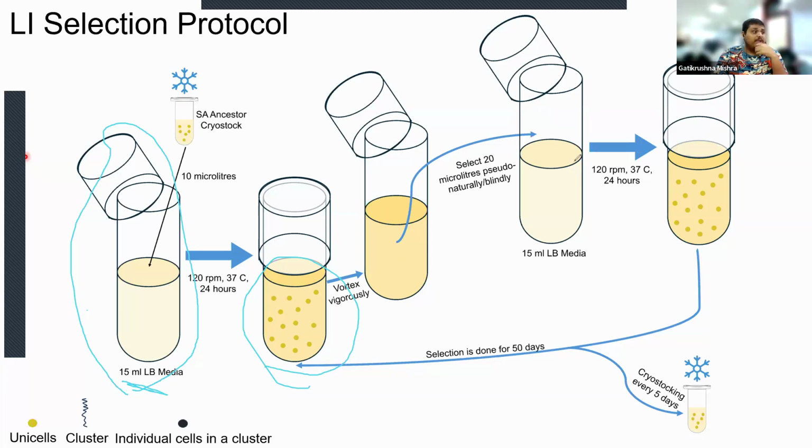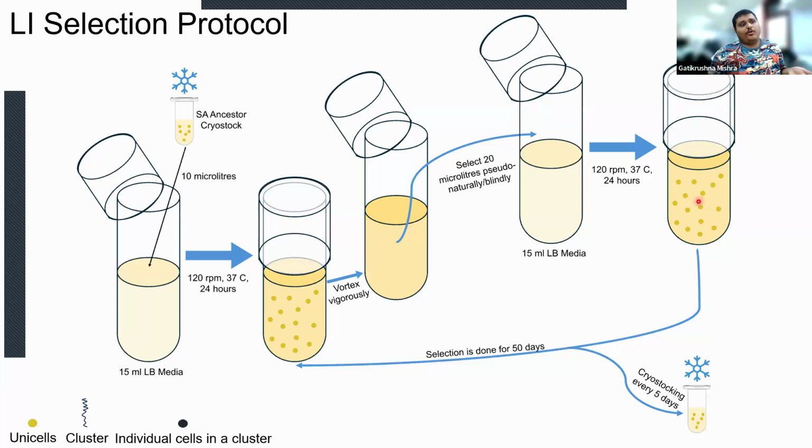And then we select 20 microliters into again low salinity media, because we have to maintain the low habitual salinity. We allow them to grow for 24 hours again and repeat this process for 50 days in this experimental evolution. So what do you think should happen at the end of 50 days in such a regime? When you keep on selecting for unicellular bacteria in a medium where there is no high salinity induction, multicellular structures cannot be formed. So what is your guess that what will happen at the end of 50 days?